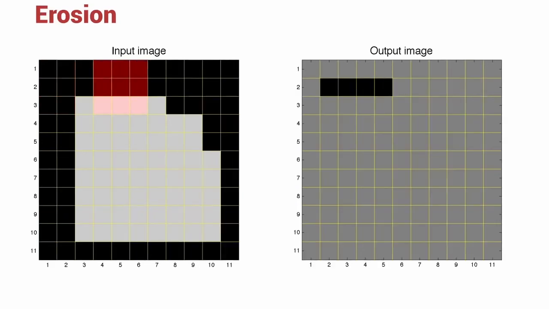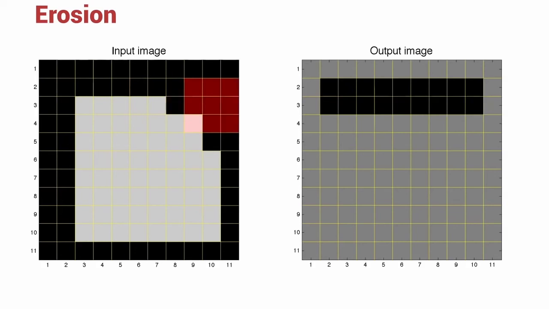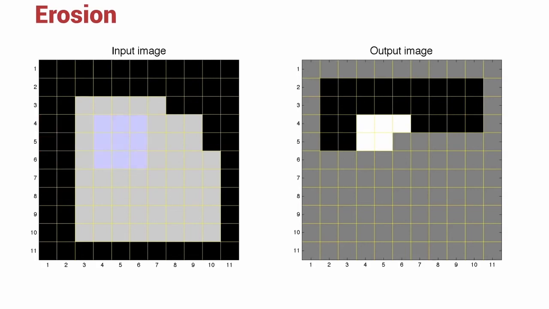Now we have a dilated image, and now we can erode it. Erosion is going to chew off a strip of 1 pixels all the way around the outside of this particular object. It's going to restore it to something like its original size and shape.